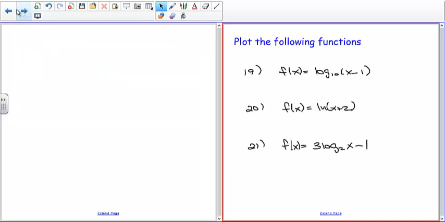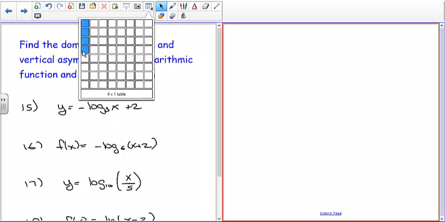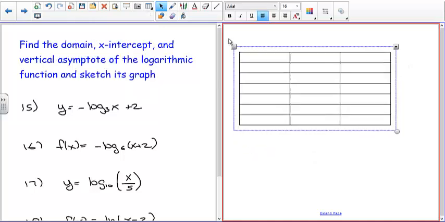Okay, so the next bunch of problems are going to be finding the domain, the x-intercept, and the vertical asymptote of the logarithmic function and sketch its graph. We'd learn a different way in section 3, but right now we're in section 2. So in each one of these cases, we're going to create a table of x versus y. Let's make it about this big. We'll need an x column. What we'll do next is just the logarithm part, and then we'll have an extra column just in case we want to make some comments here.